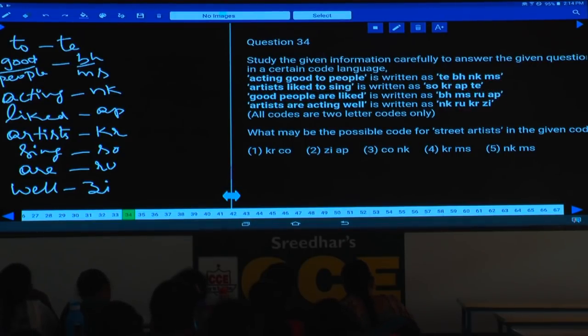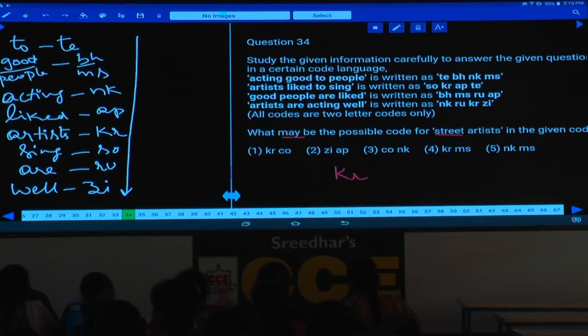Then coming to question number 34. What may be the possible code for street artist? Now street artist, artist is KR. Now we need to find out the code to the street. But if you observe here, in none of the given statements is the word street repeated, isn't it? And the code to this word street could be any code other than the given codes. Tell me what could be the codes here?